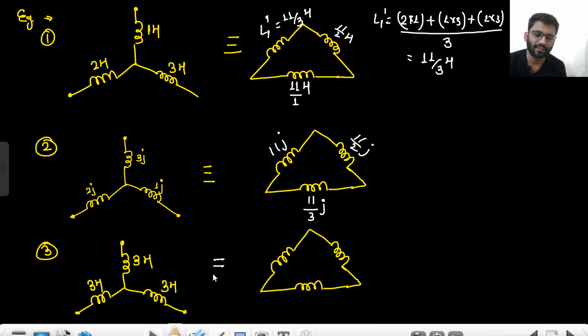Tell me the values for this. You are getting out. Getting out means it will be 3 times. So 9 Henry, 9 Henry and 9 Henry. Okay. Understood? Well and good.